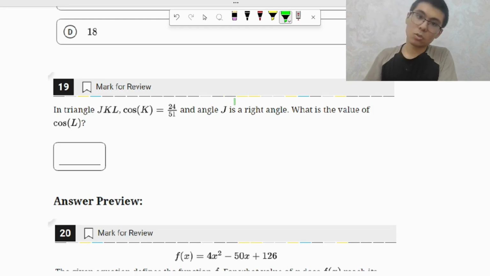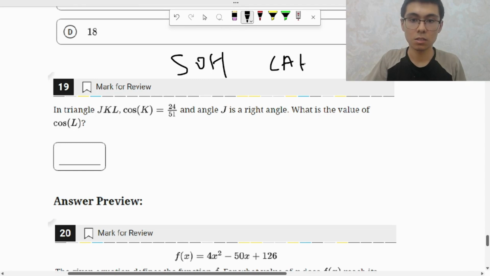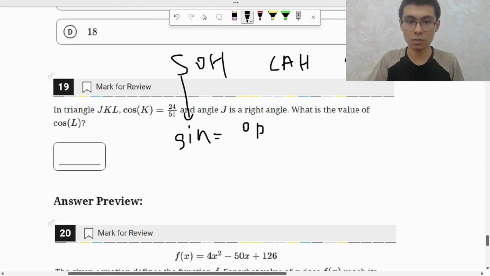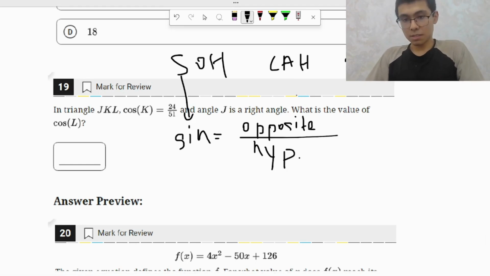So I'm going to share the secret strategy that I use in these sorts of sine and cosine questions. That is SOHCAHTOA. What that means is S is sine, opposite divided by hypotenuse. I'm not going to write all of this because it's going to take a lot of time. And so it is that simple.